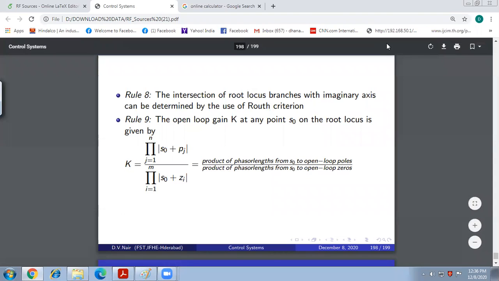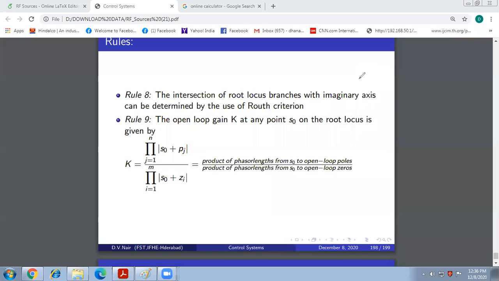Now moving on to the next rule, which we are calling here rule 8, the point of intersection of root locus branches with the imaginary axis. We had some time before, if you remember, one example of an open loop transfer function like this. You had, I think, three open loop poles, right?